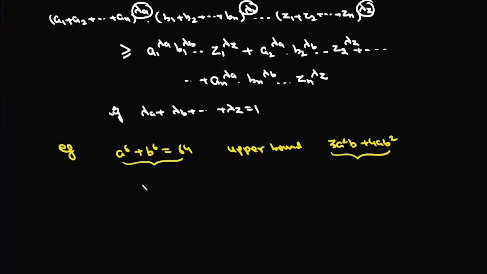Now for this question we will consider three sequences. First one is 3², 4². Second sequence is a⁶, b⁶, and the third sequence is b⁶, a⁶. Now we have to choose their powers such that the sum of λa plus λb up to λz is equal to 1. So we'll choose the power of this as 1/2, this power as 1/3, and this power as 1/6. Now if we add all these three, we get the sum as 1.